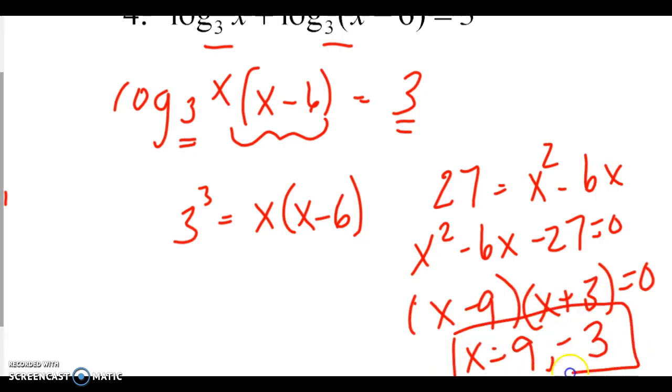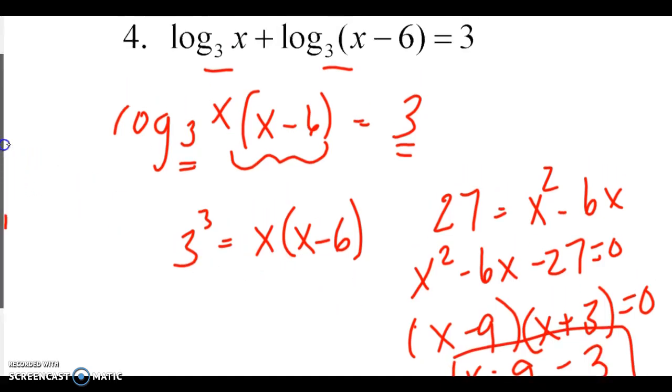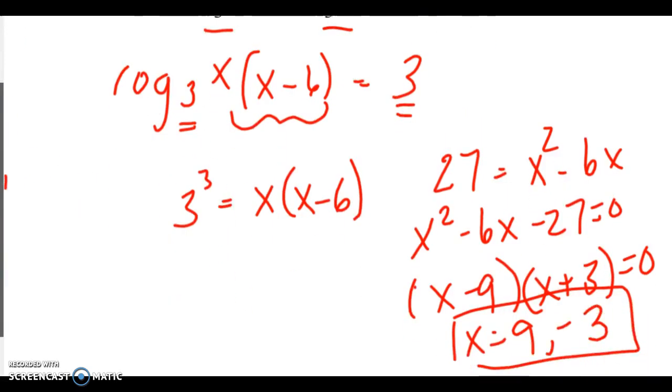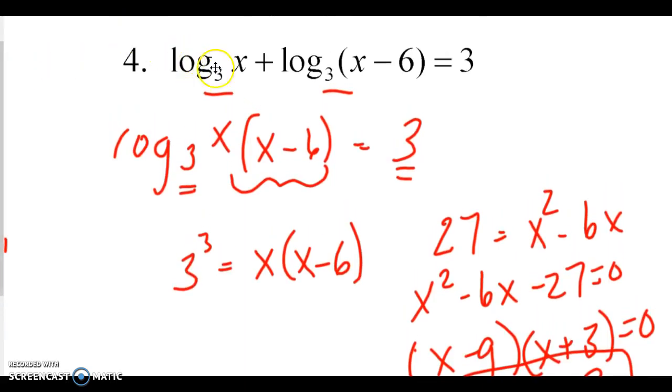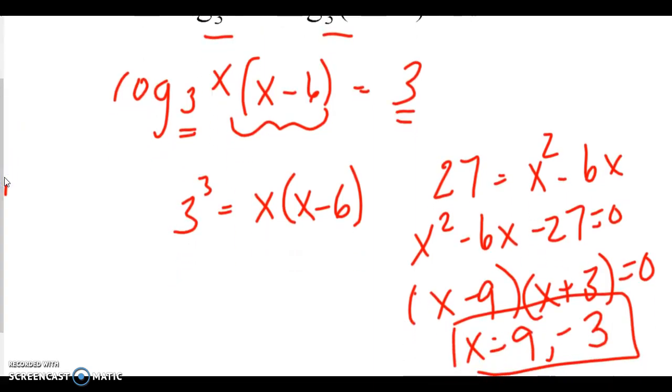So we get two answers, and if you see at the top of the page, it said to check for extraneous solutions. Remember, we can never have a log next to a negative number. You cannot take the log of a negative number. So in this case, the negative 3 will not work, and my only answer is x being 9.